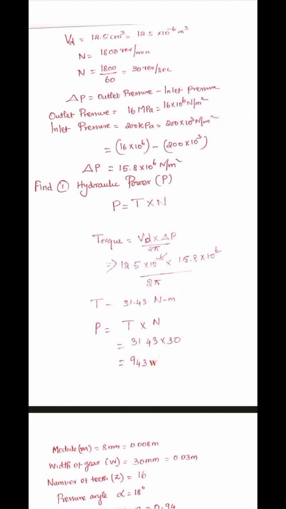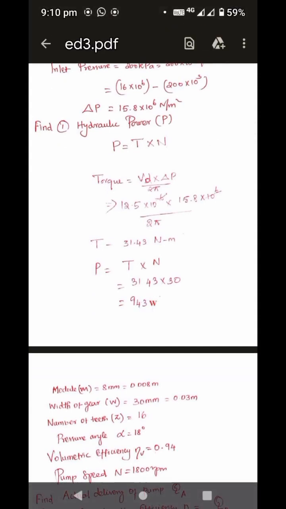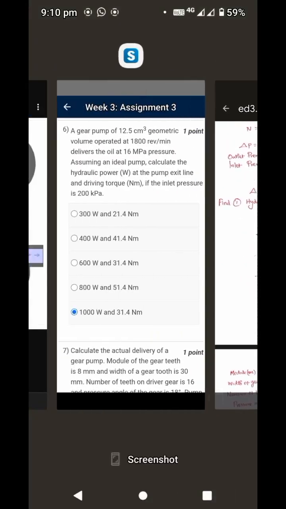And once we got the answer for torque, we apply the value here. Torque value 31.43 into 30. So we got an answer in terms of Newton meter per second, which is equal to watt. So power is equal to 943 watt. Now check out the options.